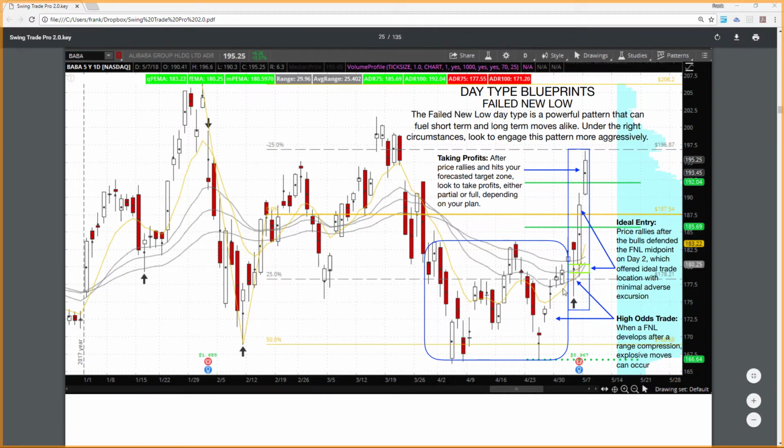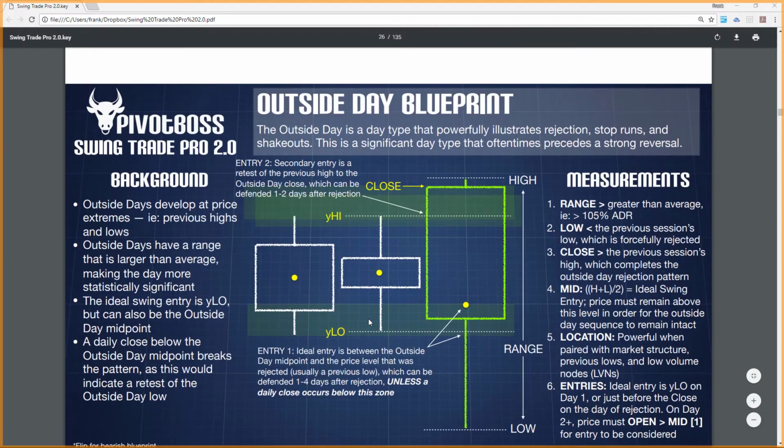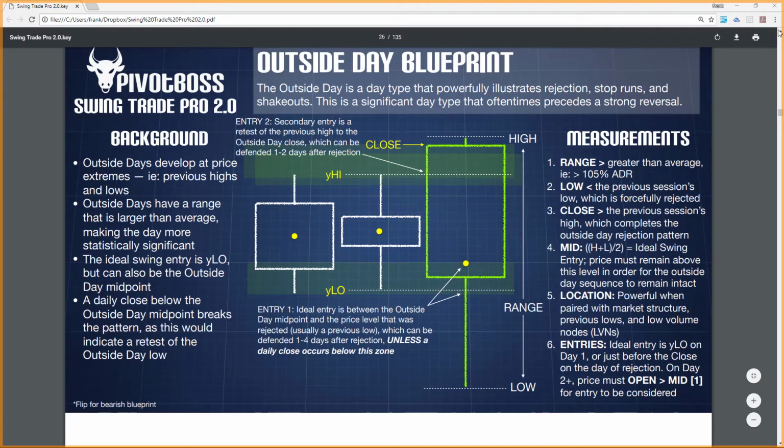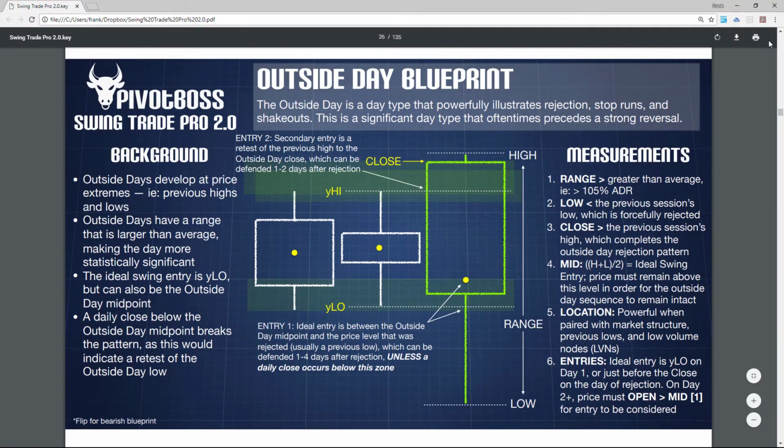One of my favorite setups is a rejection day, but I really love a failed new low rejection day as well. Let's talk a little bit about the outside day blueprint. The outside day blueprint is another strong rejection day. The outside day is a day type that powerfully illustrates rejection, stop runs, and shakeouts. This is a significant day type that oftentimes precedes a strong reversal.